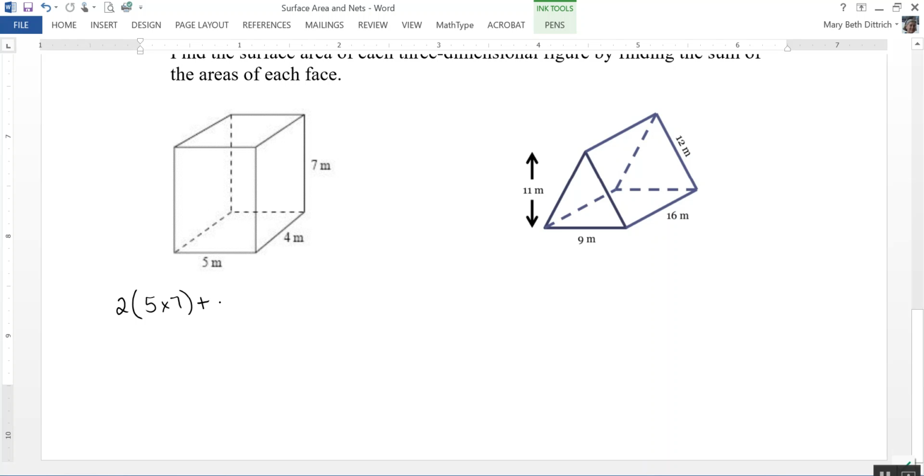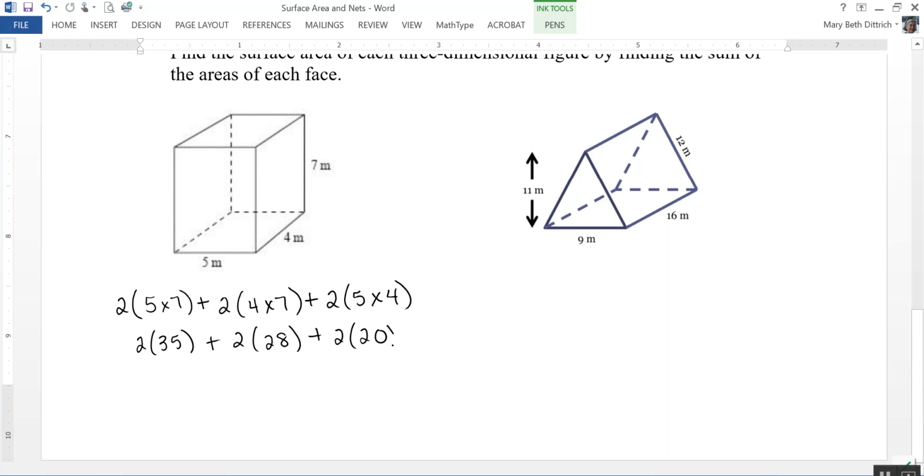Let's do my left and right sides, and there are 2 of those that are congruent to each other. So that's going to be 2 times 4 times 7. Plus, now I need to do my top and my bottom, and there are 2 of those, and that's going to be a 5 by 4 rectangle. So when I add those up, 2 times 35 plus 2 times 28 plus 2 times 20, I get 70 plus 56 plus 40, which is going to give me a total of 166 meters squared for the surface area of that rectangular prism.